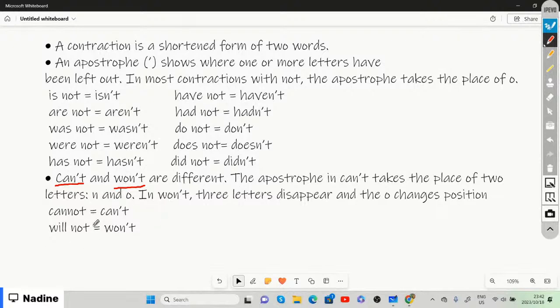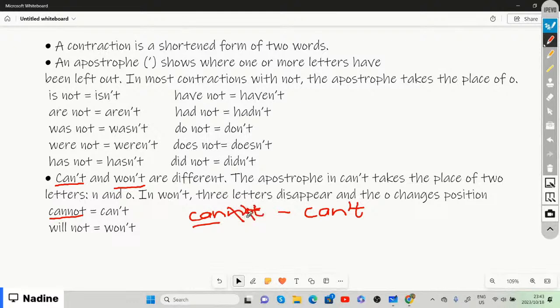So if we look at cannot, it's like saying can and not, right? So cannot is like saying can and not. So if we write the contraction or shorten cannot, we write can't, which is can, like that word can. Now we are leaving out the N and the O, and then we put the apostrophe in its place and we add our T. And remember, as much as two letters have been left out, right?